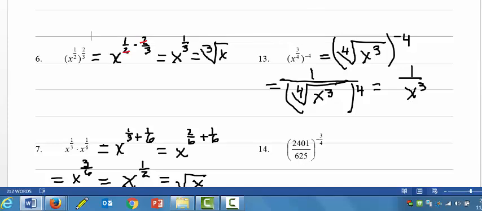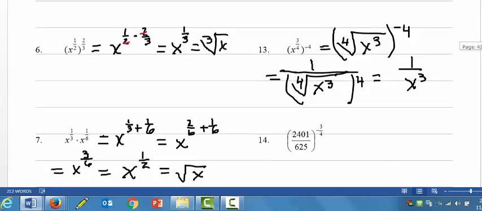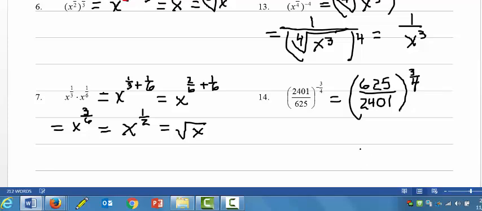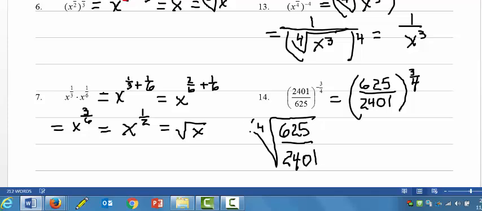When I raise a fraction to a negative exponent, if I invert the fraction, the exponent changes sign. So this becomes a positive power of 3/4 when I invert the fraction. And so this is really a fourth root applied to 625 over 2,401, which is then raised to the third power.